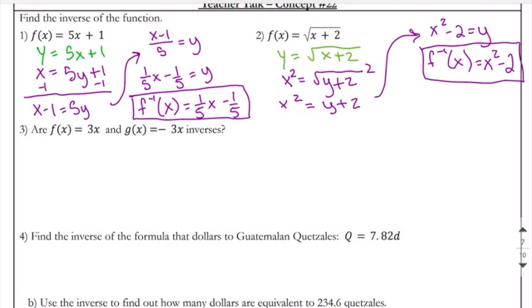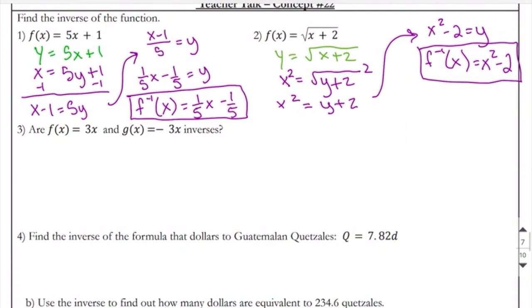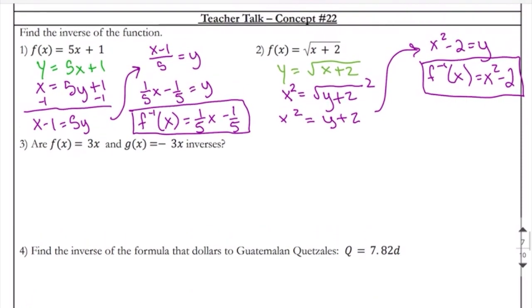To verify inverses, remember that you're going to do f of g of x and g of f of x and show that you get x both times. If you don't get x both times, then the answer is they're not inverses. And if you do get x both times, then they are inverses.